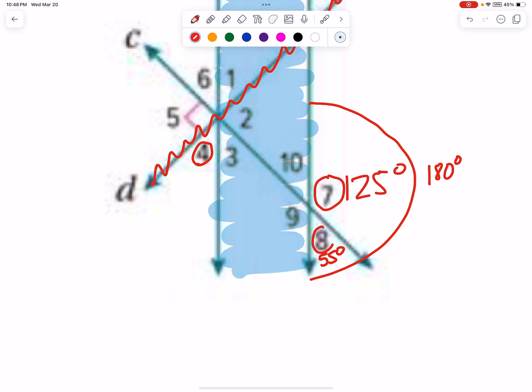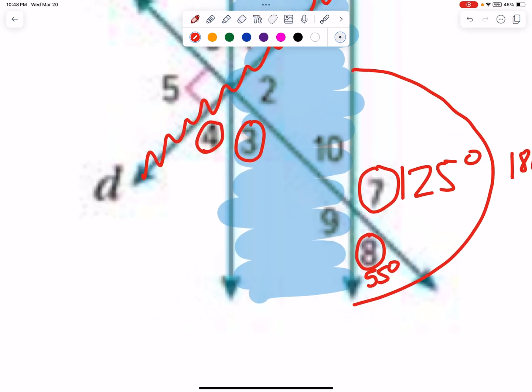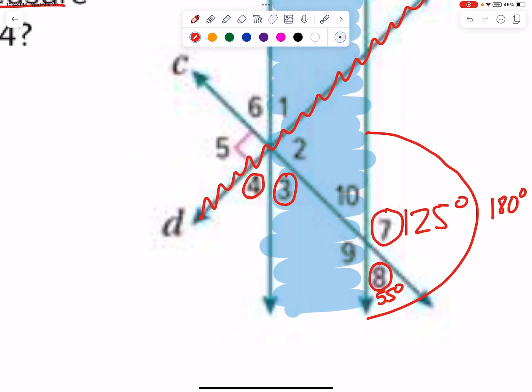Now that I know 8, what is angle 3 here? If you look, it's in the same position. It's this direction of the transversal, and it's above the parallel. Number 3 is above the parallel, and this way of the transversal. If they're in the same position, what are they? They're called corresponding angles, and that means angle 3 is also 55 degrees.